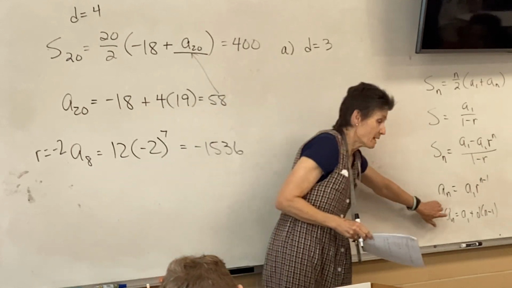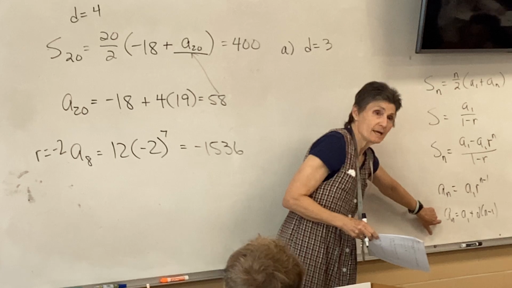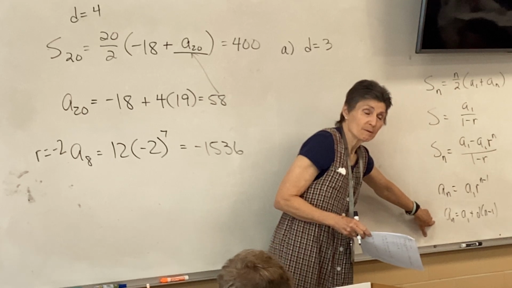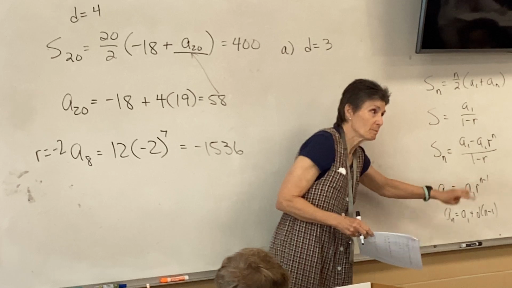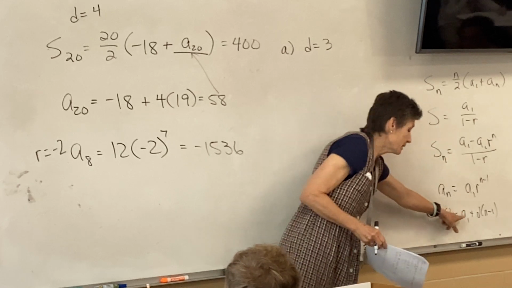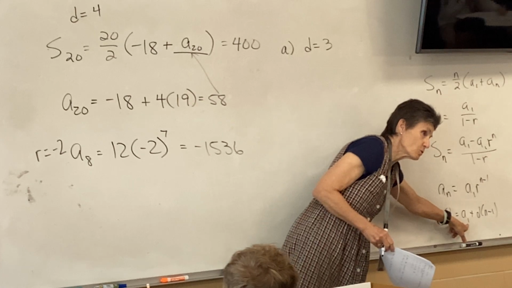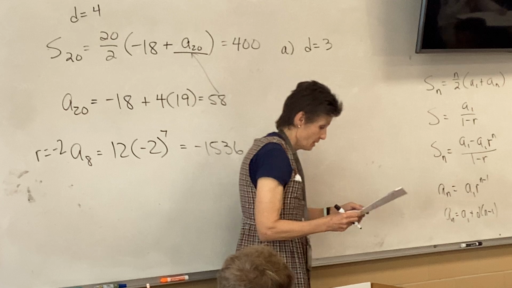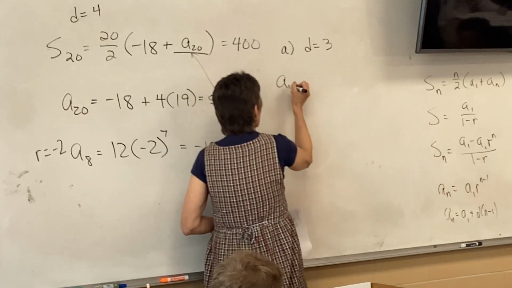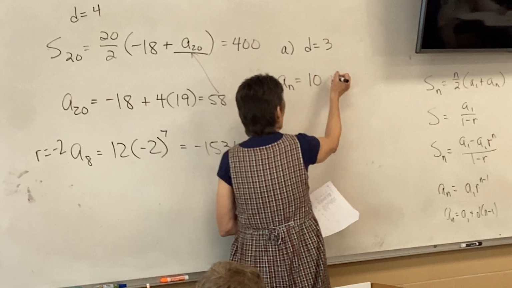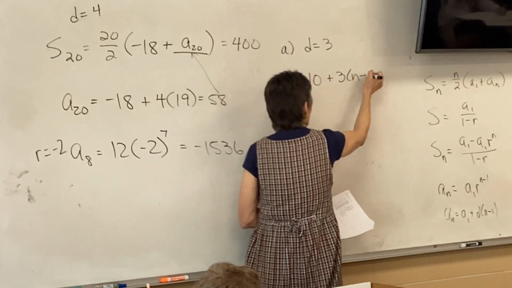So I will use my arithmetic A sub n formula. Anybody remember what we plug into it? We only plug in 2 things. What do we plug in? We plug in our first term and our common difference. So A sub n will equal 10 plus 3 times n minus 1.